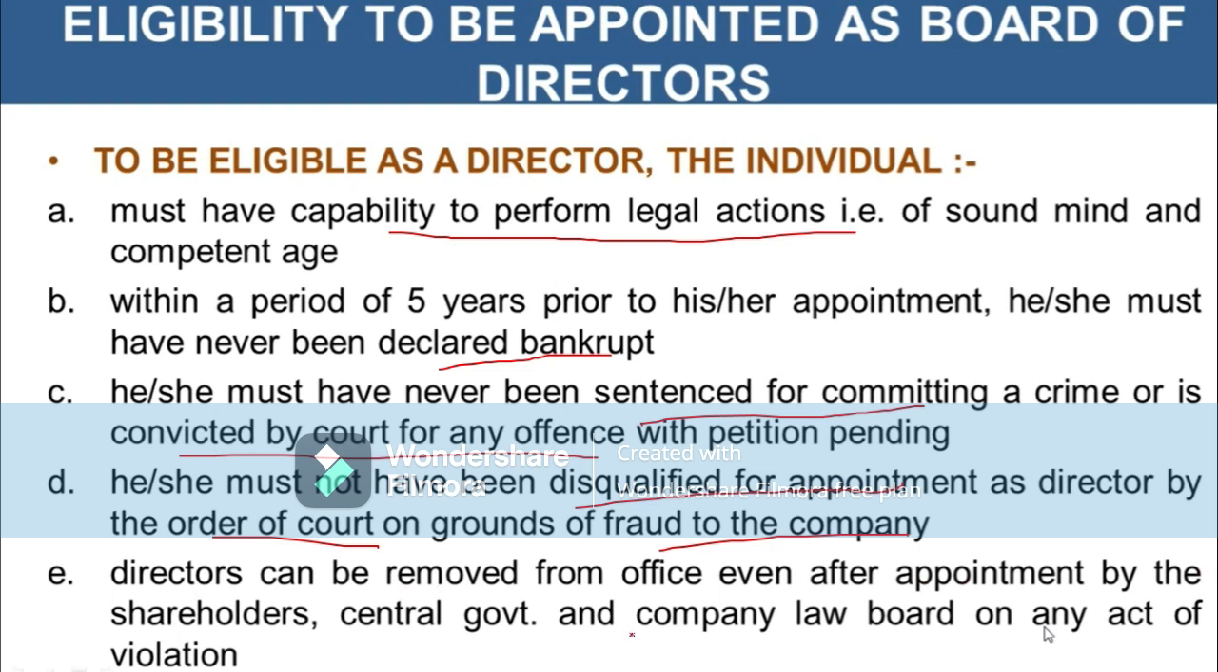If a person is already appointed, he may be removed from the office by shareholders or central government and company law board on any act of violation. If he is now a director of a company and any offense is committed by the director, immediately he may be terminated or removed. A director can be removed by the shareholders or the central government or the company law board.